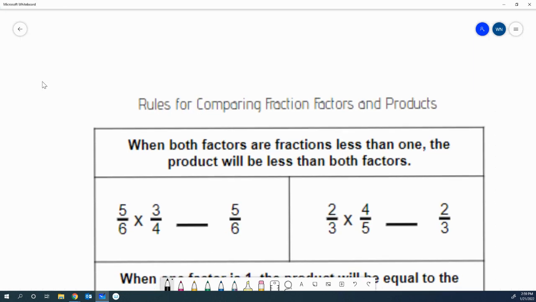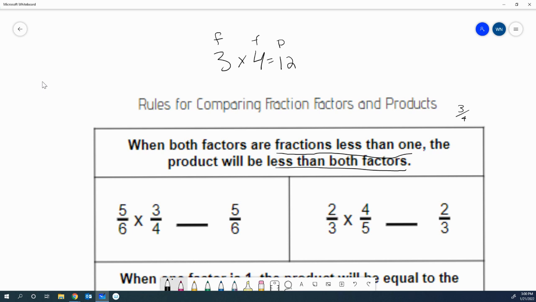For the first one, it says when both factors... do we need to review? That a factor, if I were to say 3 times 4 equals 12, the 3 and the 4 are factors and the 12 is the product. So when both factors are fractions less than 1, which means that the numerator is smaller than the denominator, the product will be less than both factors. This is something we talked about when we did our shading in the models of fractions.